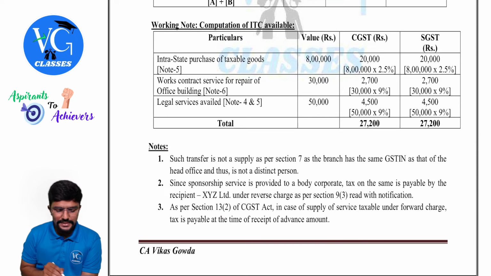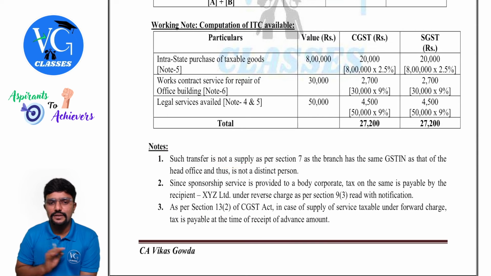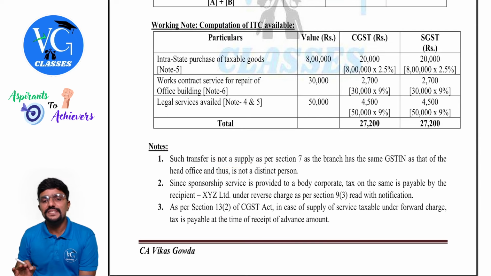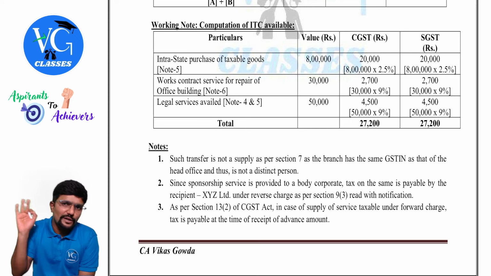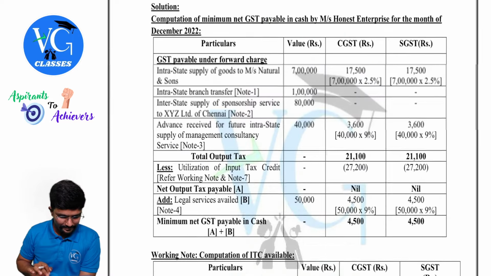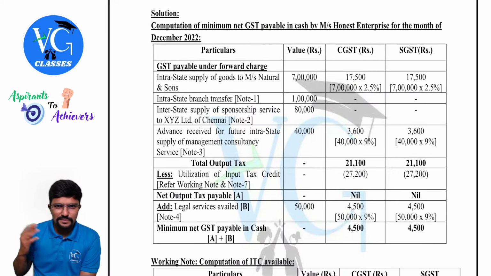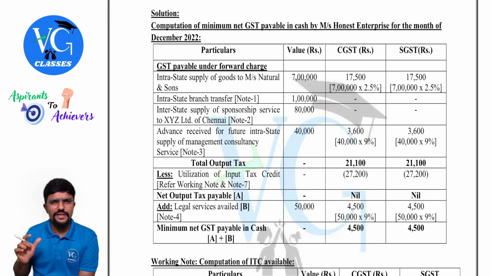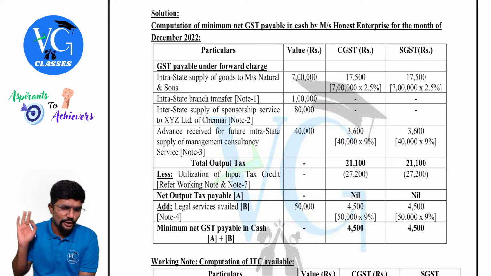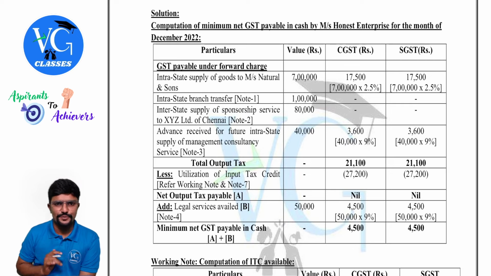Such transfer is not a supply as per section 7, as the branch has the same GSTIN as that of the head office, and thus it is not a distinct person. So Schedule 1 will not get attracted here. Okay, Schedule 1 means supply even without consideration. There we have to check para 2, but para 2 is not applicable here, guys, in this question.